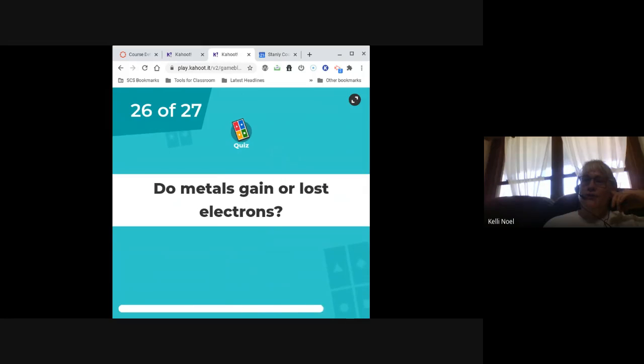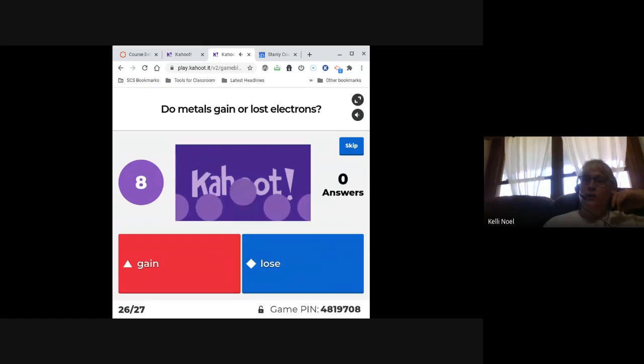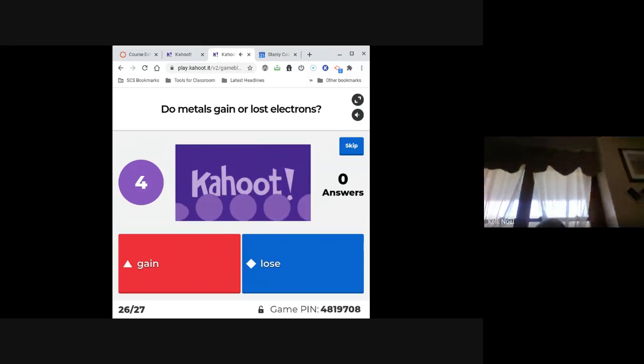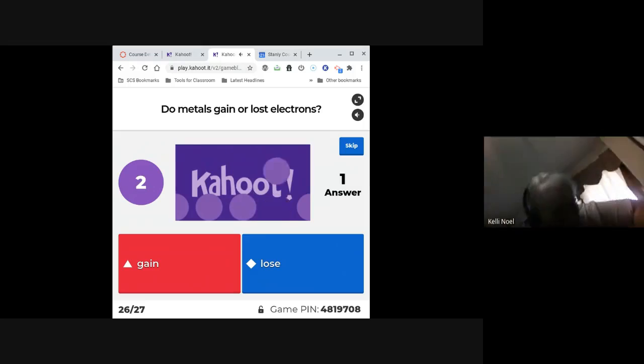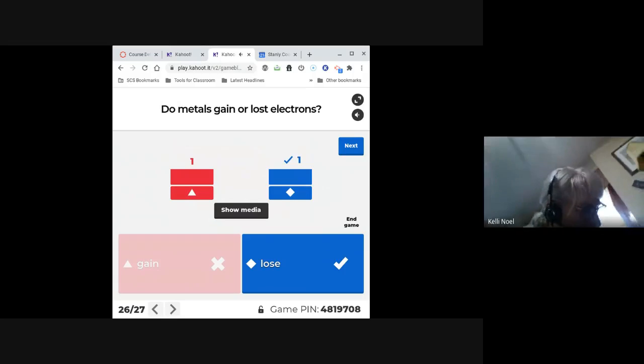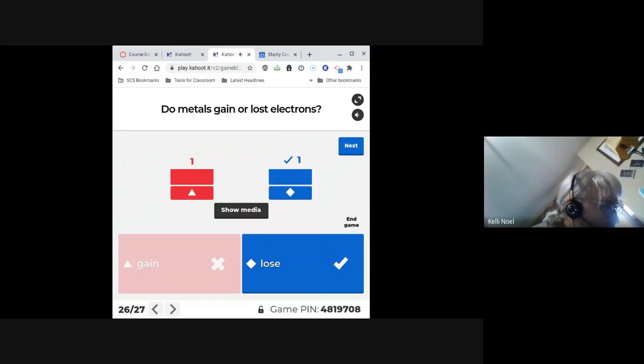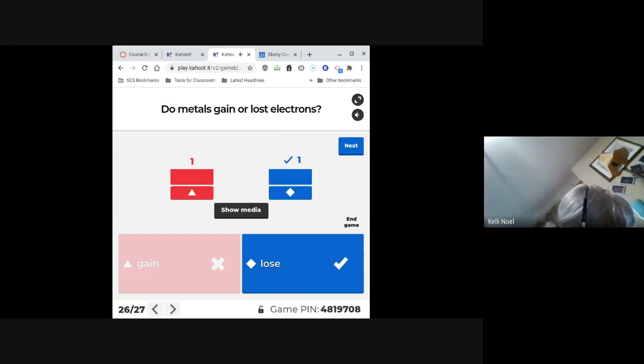Do metals gain or lose electrons? Yes. All right, they're going to lose electrons.